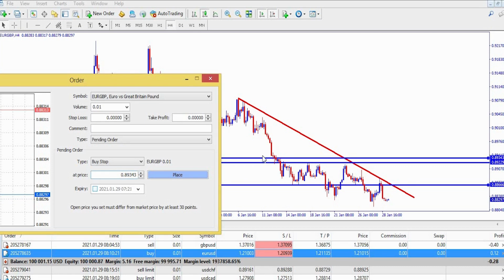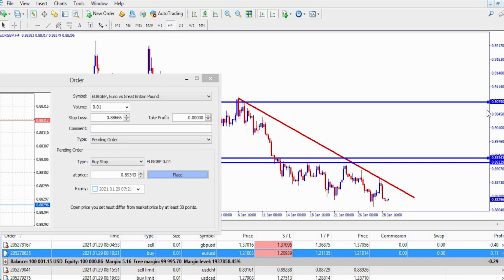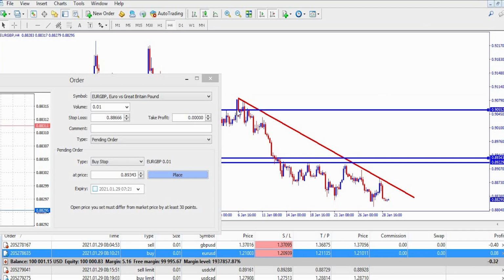Then my stop loss has to be below. Remember, if you're buying, your stop loss has to be below. So my stop loss will be 0.88666. Then my take profit is where I want to take my profit. So this place is too large. Okay, let's use this guy here. That is 0.90552. Place my order.